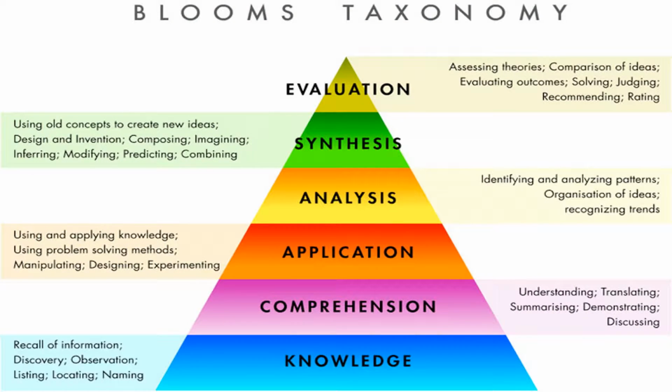This is a picture of what the original taxonomy order of thinking that Bloom came up with looked like. There is knowledge, comprehension, application, analysis, synthesis, and evaluation. Some of the terms used for knowledge were discovery, observation, and locating. Some of the terms for comprehension are understanding, translating, and summarizing.